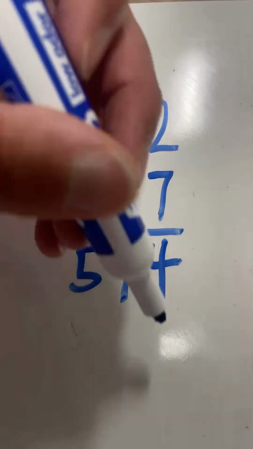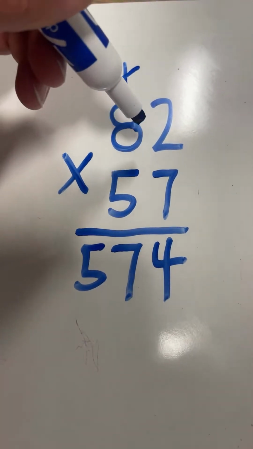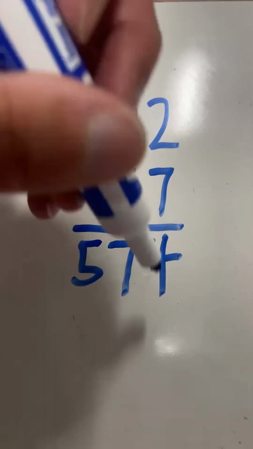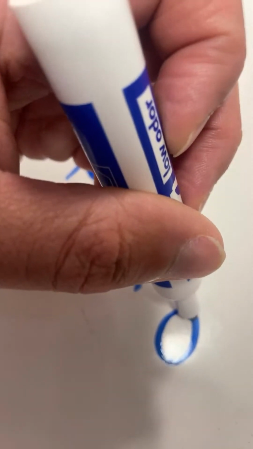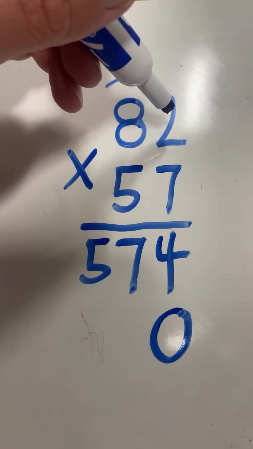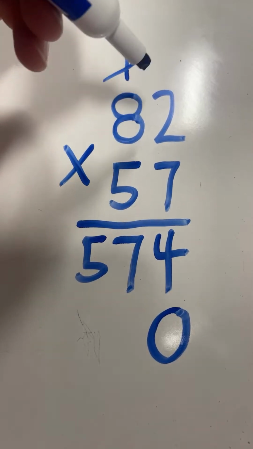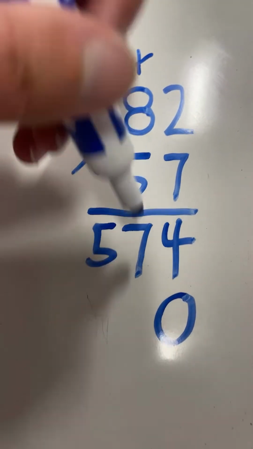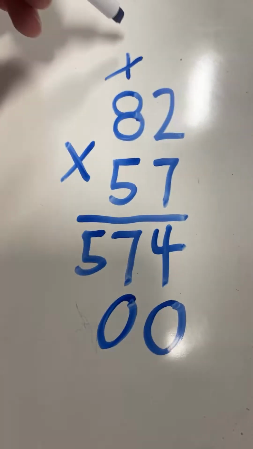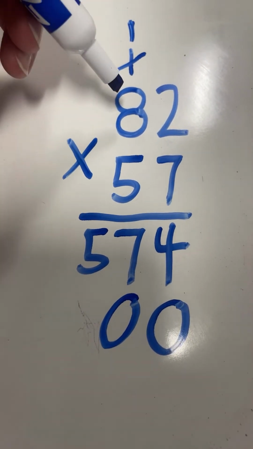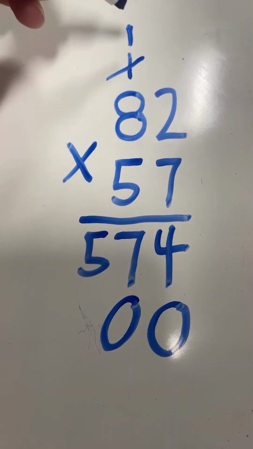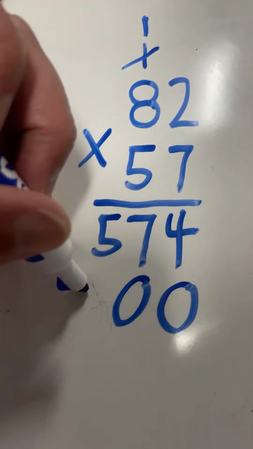Now we're going to put a 0 in the ones place down here. Since both digits in the ones place have already been multiplied, and we are multiplying the top 2 digits now times the bottom digit in the tens place. 2 times 5 equals 10. 0, carry the 1. 8 times 5 equals 40, plus 1 equals 41.